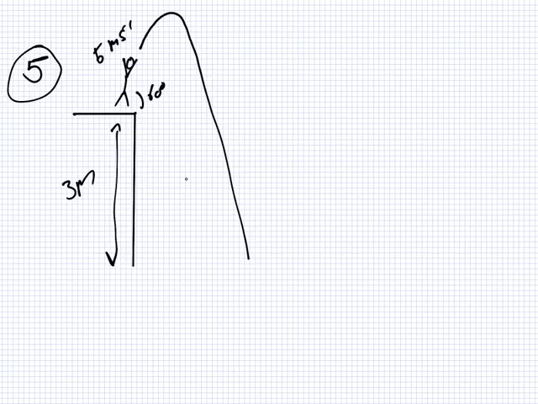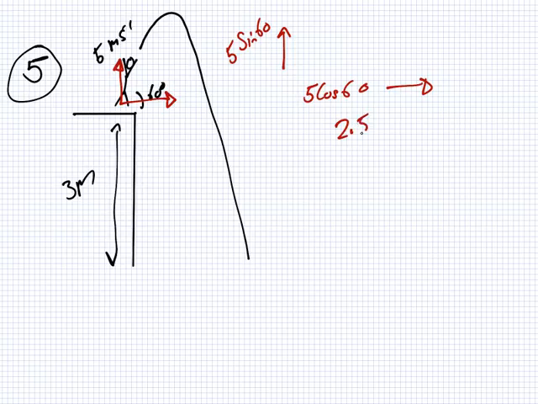Okay, so she has an x and a y, of course, and that would be 5 cos 60 this way, and then this way will be 5 sine 60. So 5 cos 60 is 2.5, and then 5 sine 60 is 4.33. These are, of course, meters per second. So that's our x and our y.